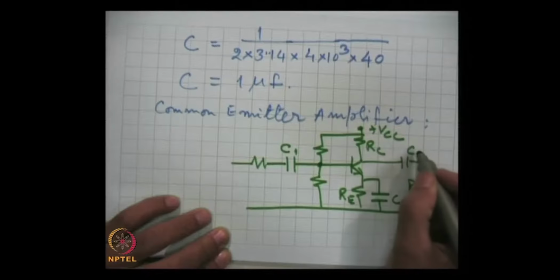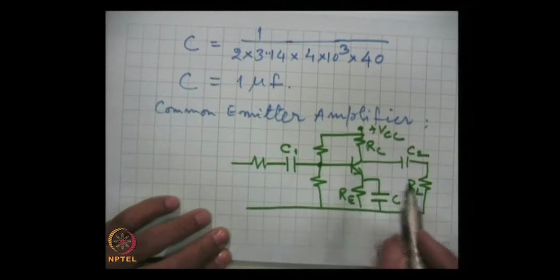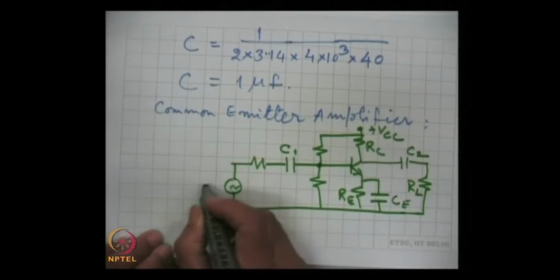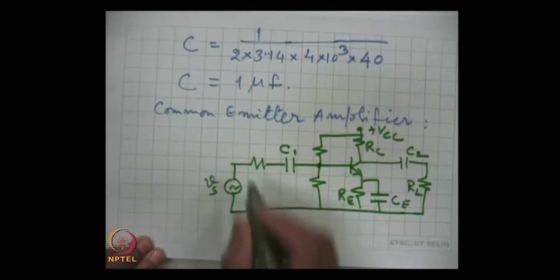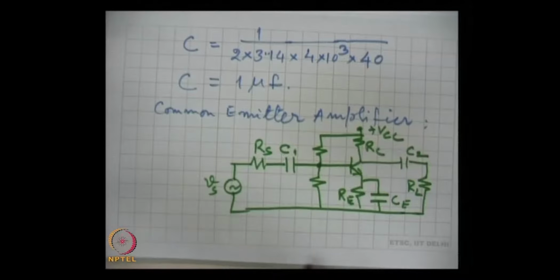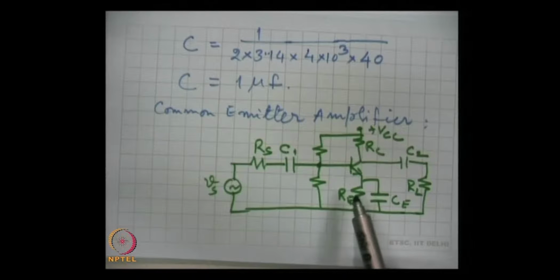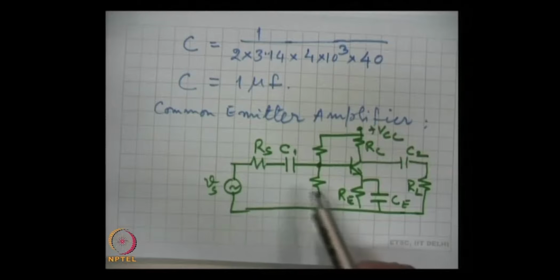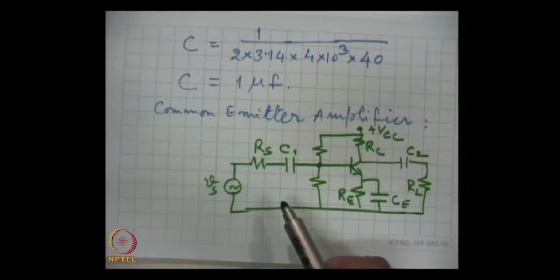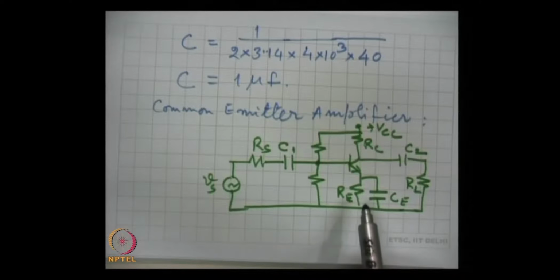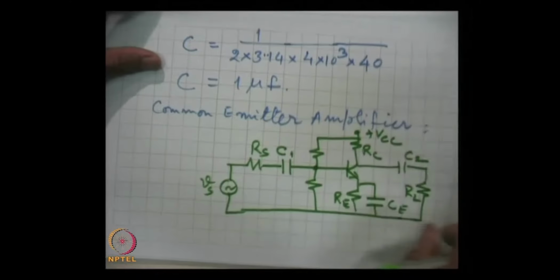These are the coupling capacitors C1 and C2, and this is the bypass capacitor CE, and here we connect the input signal Vs, and this is Rs. Now, since there are 3 capacitors, I said that the expression which we have developed is true for coupling capacitors as well as bypass capacitors. Then there are 3 capacitors, and hence there will be 3 cutoff frequencies.